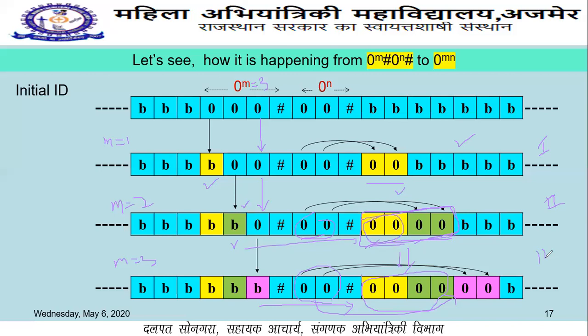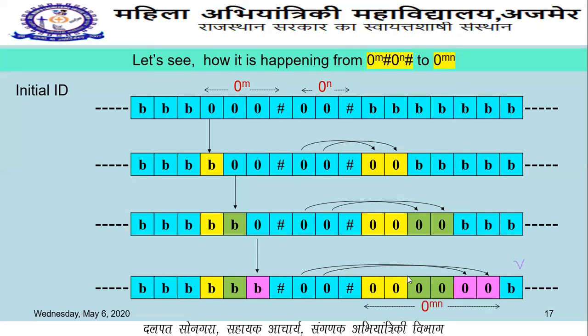I hope you understand the processing of copy of multiplication. So at this situation, at this step, you got the m into n occurrence of zeros. M into n occurrence of zeros. Okay, this is our m into n occurrence of zeros.